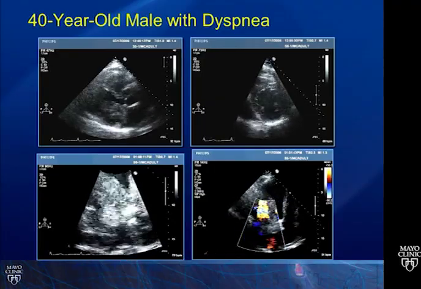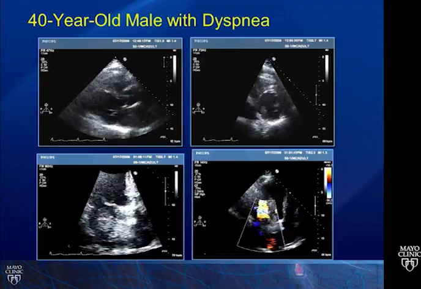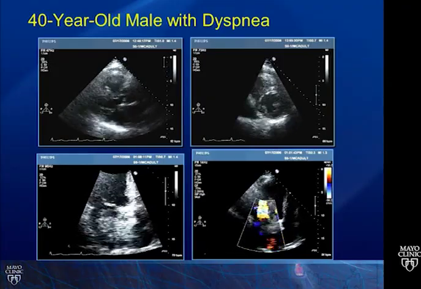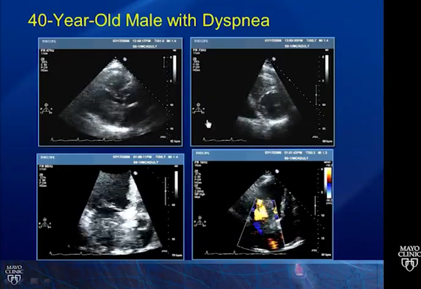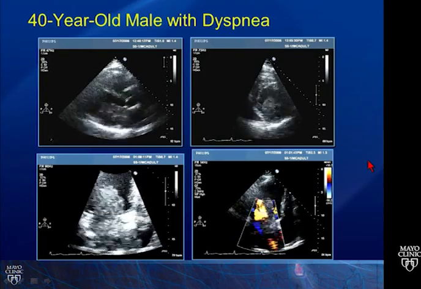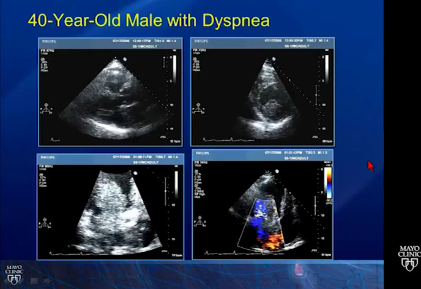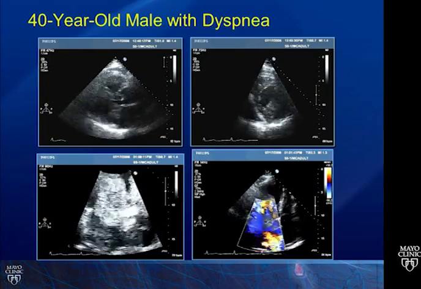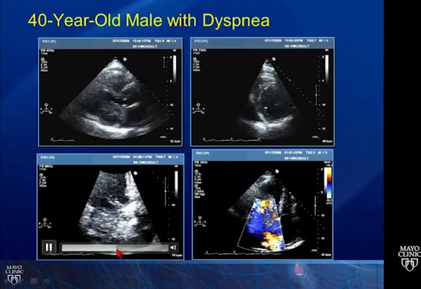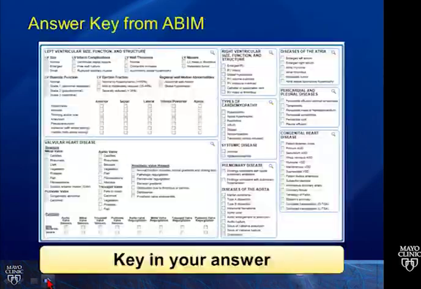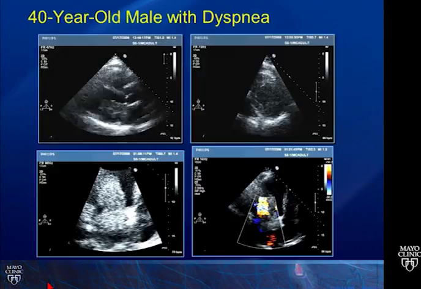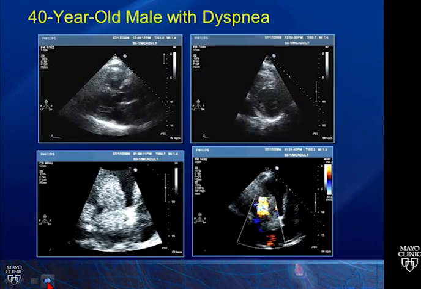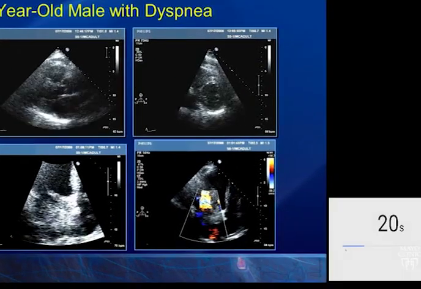So our next case is a 40-year-old male with dyspnea, and you're going to get 4 shots of his heart. And with that, I think we'll move on. So you can go ahead and key in your answers. We'll bring those images back, the key images, so you can take a peek.